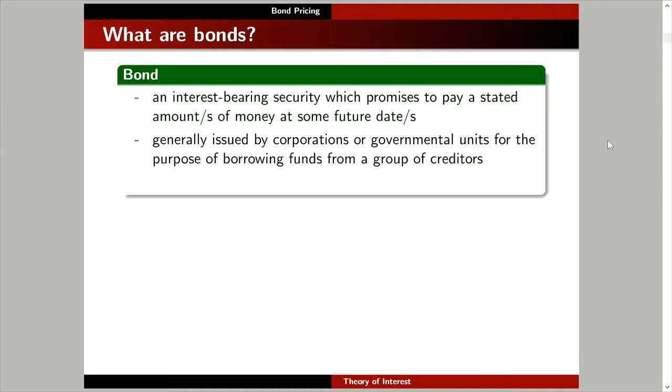And bonds are generally redeemed at maturity date. What do you mean by redeemed? Kukunin na yung bond certificate, parang ganon. Okay, yung proof of loan, kukunin na. So that means the borrower will have to pay off the loan.